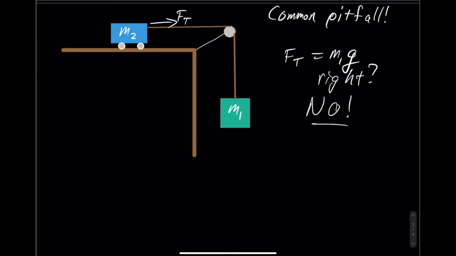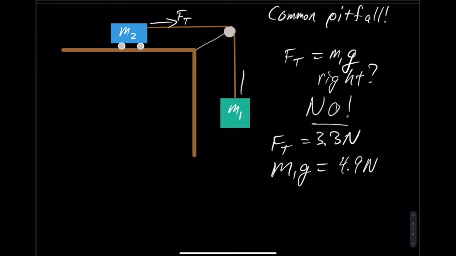If we look back at our solution, we found that the force of tension was about 3.3 newtons, and the force of gravity on the hanging mass is 4.9 newtons, right? Half a kilogram times g. So you really can't try and guess what's going on there. Now, the other way that we can know that that's not going to be the case is that force of tension has to be the same as this force of tension, right? Because it's the same string.